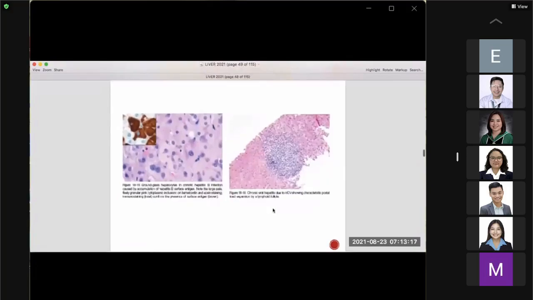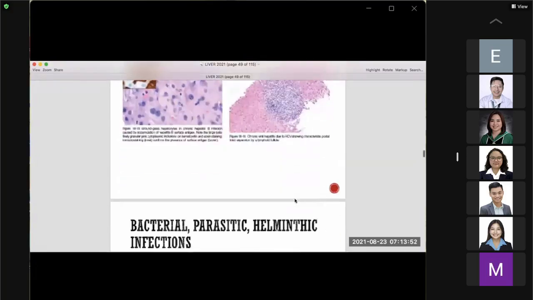These are actual slides. So this one shows us the ground glass appearance of hepatocytes, as we have noted. They are associated with hepatitis B infection. Whereas on our right, we have hepatitis C, as we can see, the lymphoid aggregates, or even the formation of lymphoid tissues, that would tell us that maybe what has caused this hepatitis is hepatitis C.